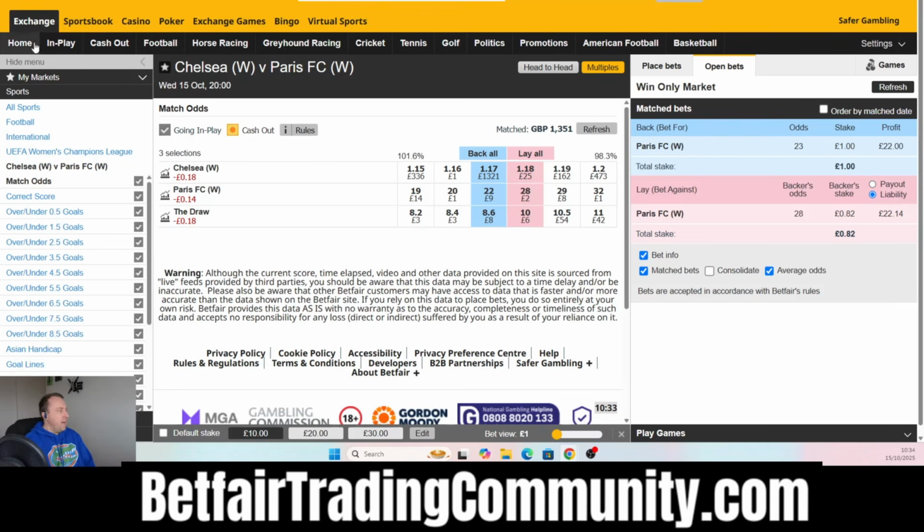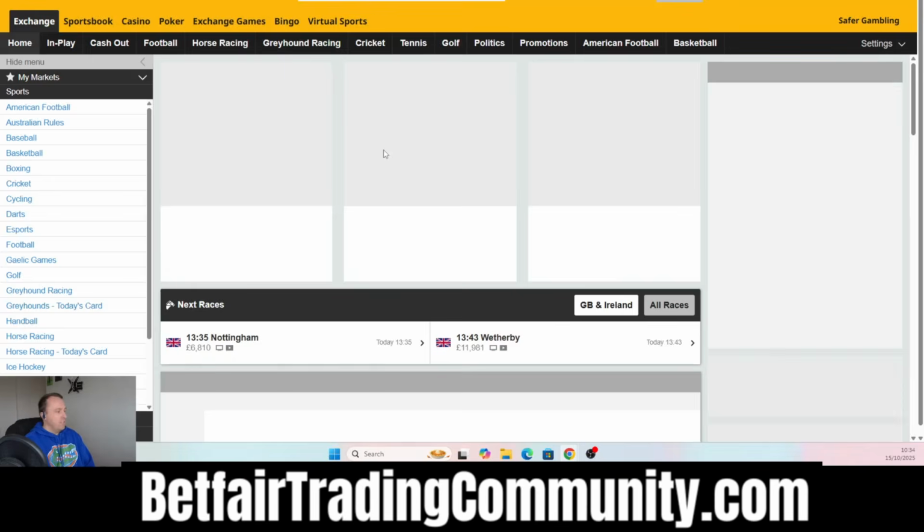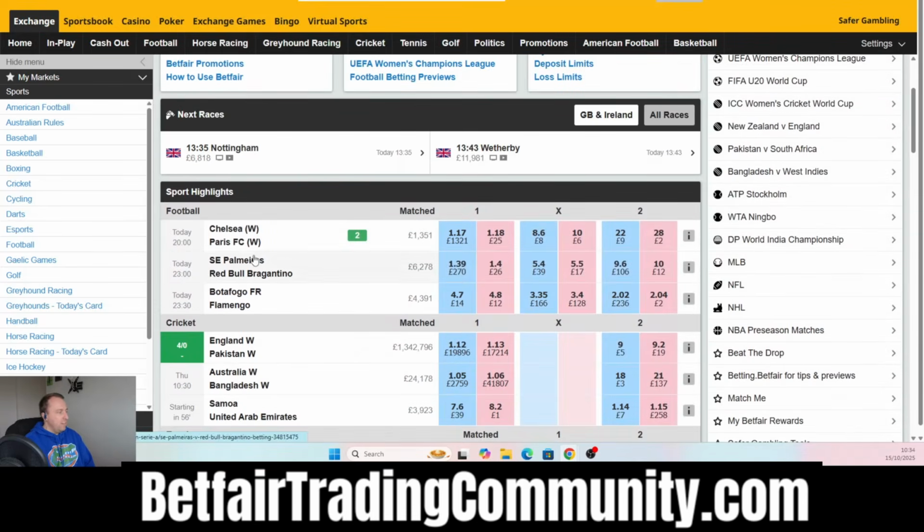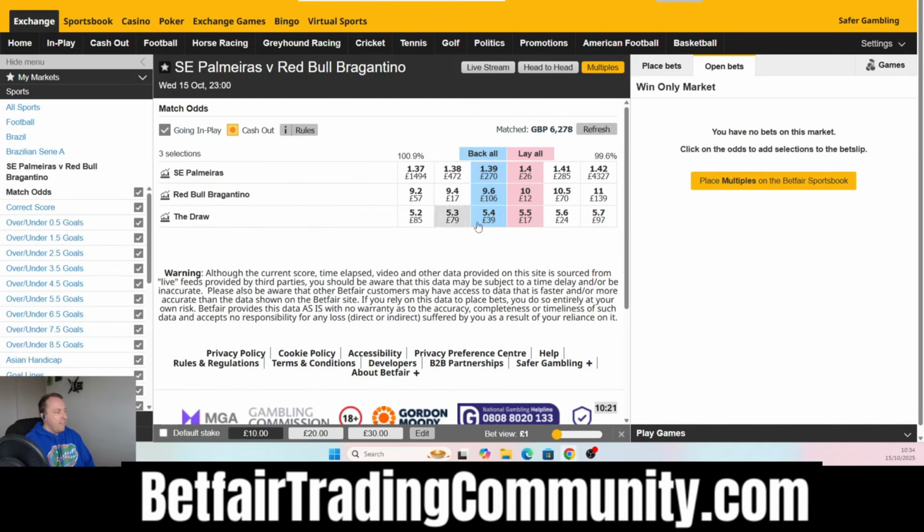Let's go find a match where the liquidity is pretty solid, and I'll show you why that makes a difference. So let's go to this Palmeiras match. Now, as you can see here, this market is very liquid, 100%, 0.9% overround, so overround very close to 100%. There's only one tick between the back and the lays, apart from here where it's actually technically two ticks, but still, odds are very close.